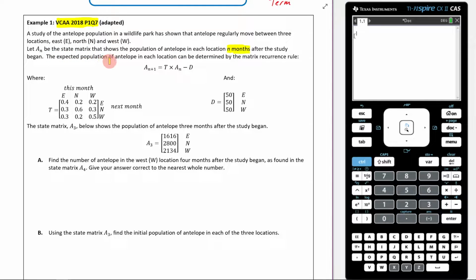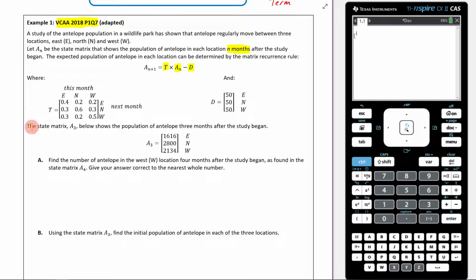The expected population of antelopes in each location can be determined by the matrix recursion rule, this right here. As you can see, we've got a transition matrix, then we have A of n, and then we have our forcing term right here, and we're subtracting it, which must mean that D represents the deaths of the antelopes. When you think about it, it's going to be like the net loss. I'm sure some antelope are being born, some are dying, but overall, there's a net loss of 50 antelopes from the east, from the north, and from the west.